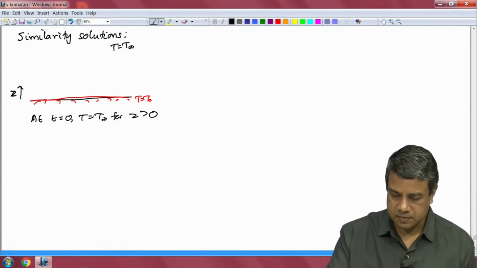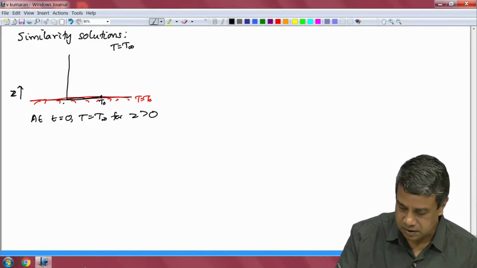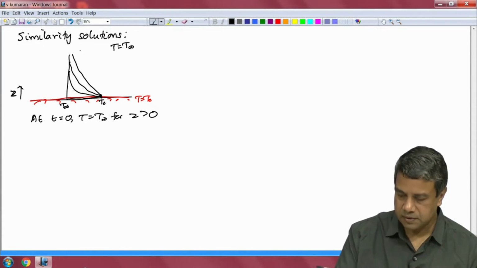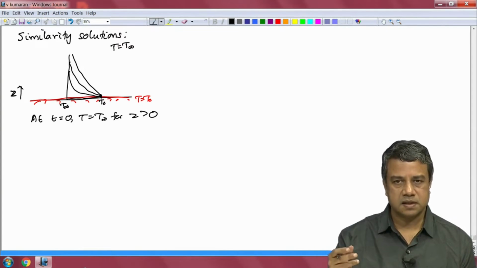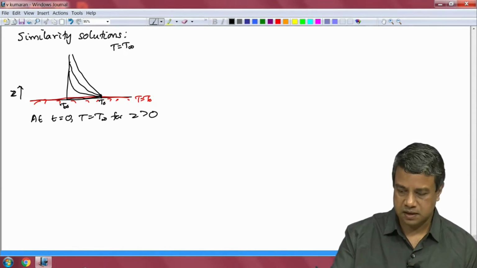And we saw how the temperature varies with time. Initially it is T 0 here and T infinity here, and as time progresses the temperature evolves in such a way that the temperature at the surface is the same, the temperature at infinity is the same, but the penetration depth of that temperature changes.